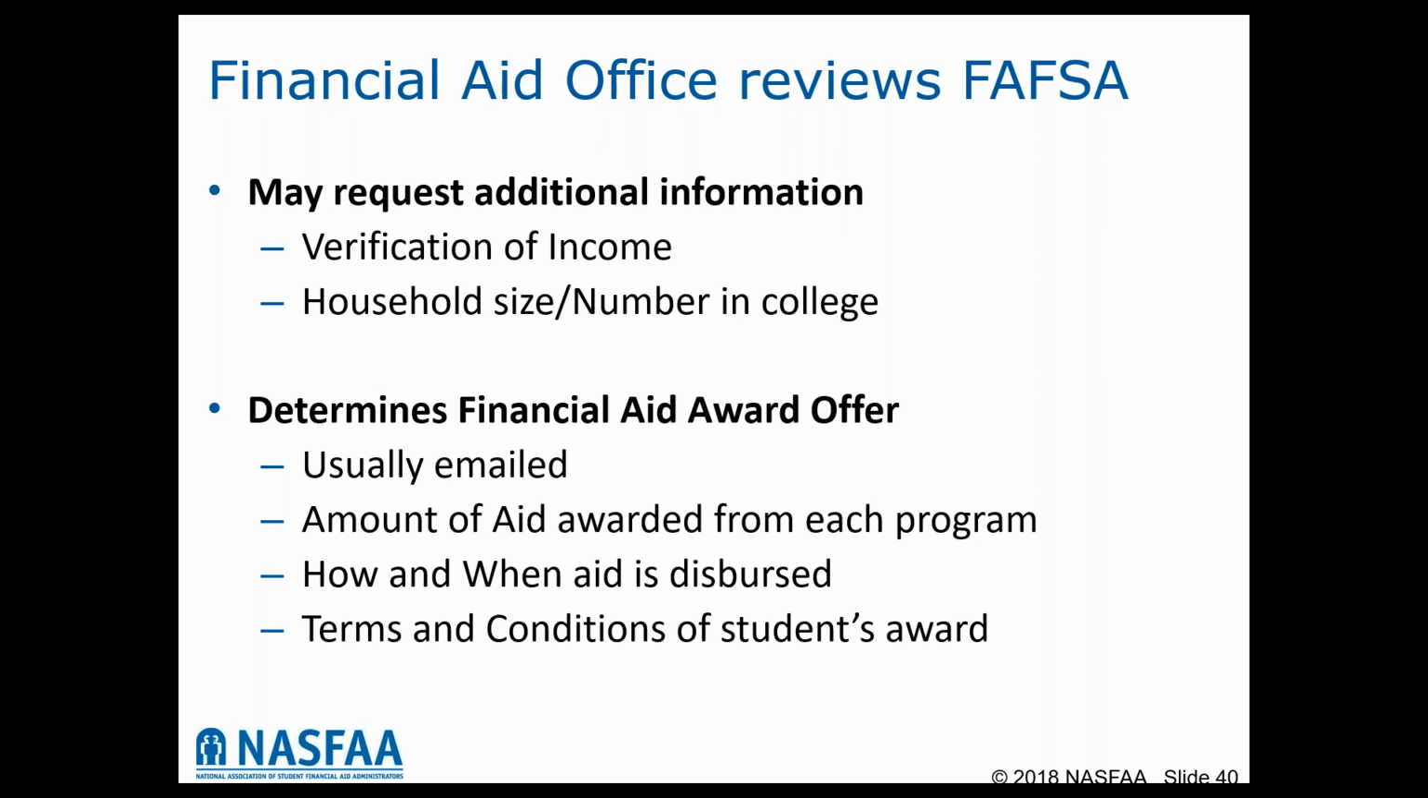So once the FAFSA has been processed, it will then be released to all of the schools that the student listed. Financial aid offices will start to bring those FAFSAs in, usually in November and December. The financial aid office will determine if we need additional information. So some FAFSAs are selected for a process called verification by the federal processor. It's basically just an audit process that financial aid officers are required to do if the FAFSA has been selected. And it's just to make sure that the family has filed the FAFSA properly.